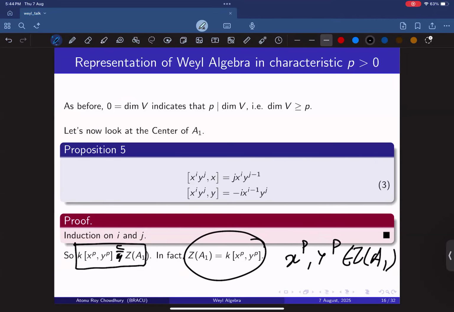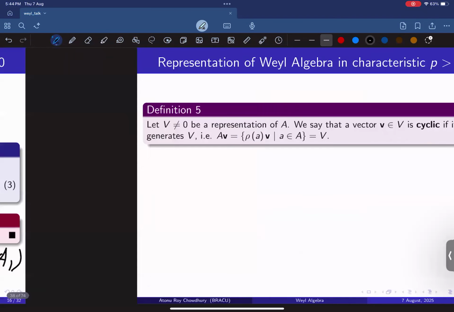Right. Sorry? Yeah. No, this is not the commutator. The commutators are this. This is the ring of polynomials generated by x^p and y^p. This is a very important notational clarity, I guess. So yeah, let's move on.